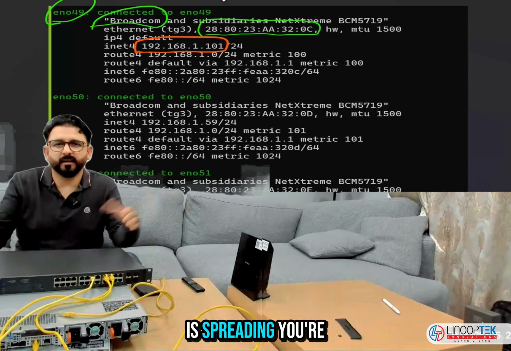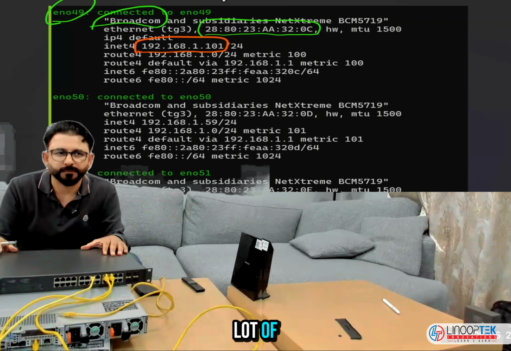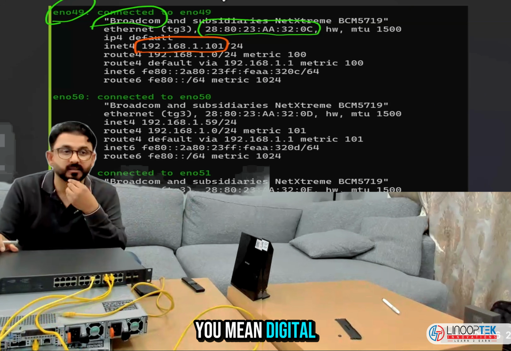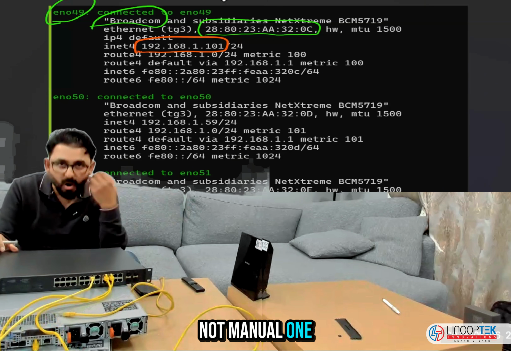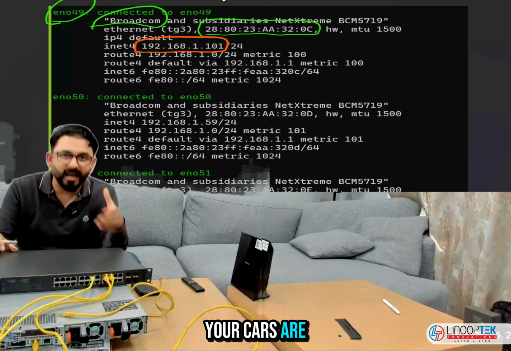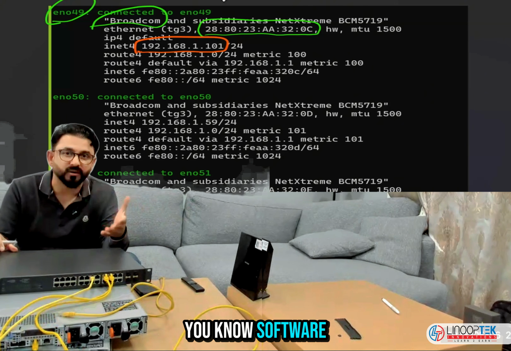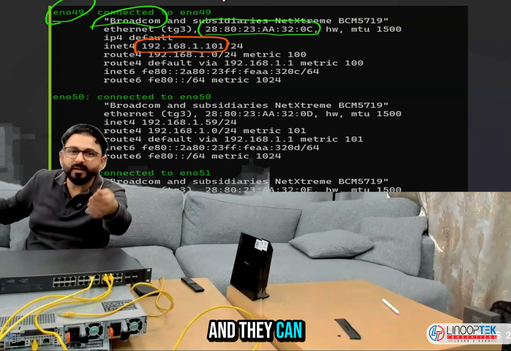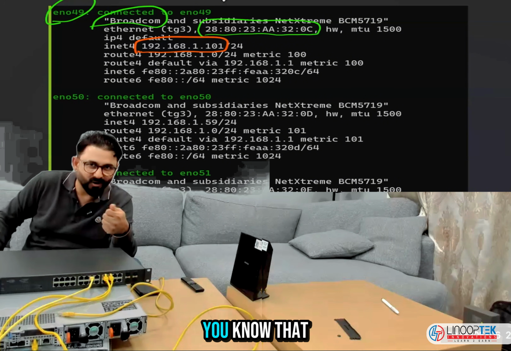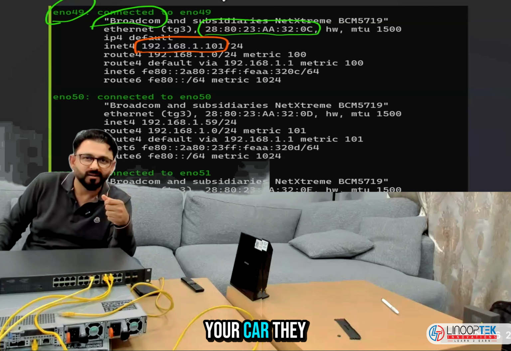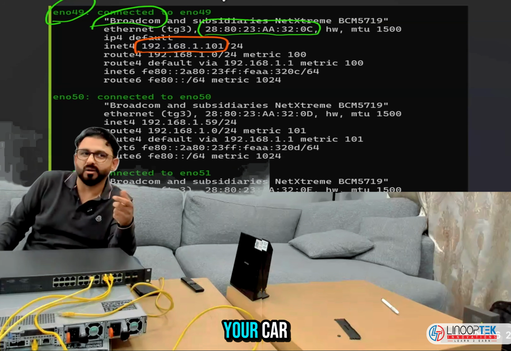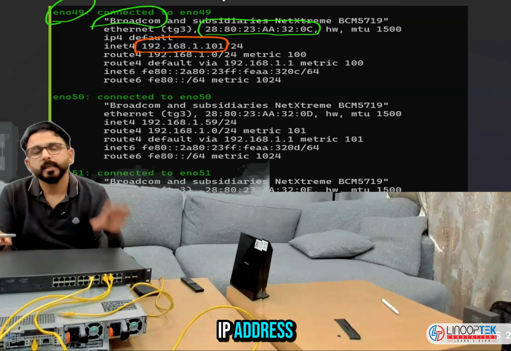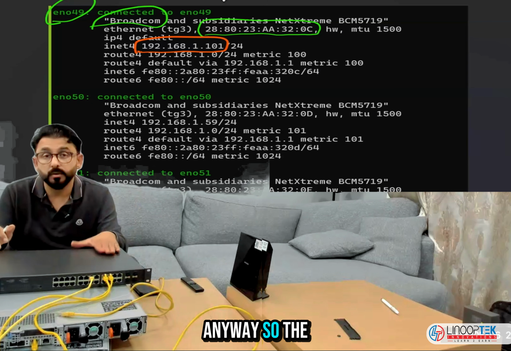The way AI is spreading, you're going to see a lot of digital things, self-driving cars, not manual ones. No, your cars are actually running on software, and they're connected to something, and they can be controlled remotely. You know that, right? They can stop your car, they can do crazy things to your car. Yeah, they're connected all the time to an IP address.